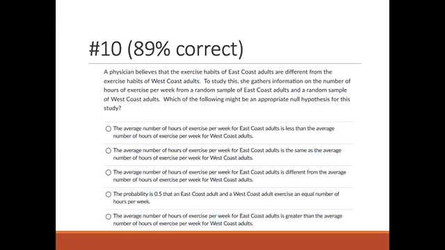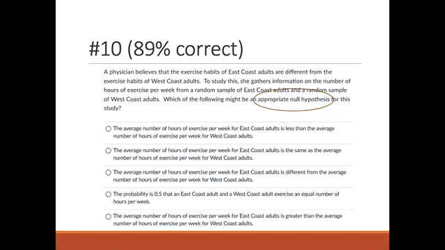So question number 10: a physician believes that the exercise habits of East Coast adults are different from the exercise habits of West Coast adults. So she gathers information on the number of hours of exercise per week from a random sample from the East Coast and the West Coast. Which of the following would be an appropriate null hypothesis for this study? So understand we are collecting quantitative data, hours of exercise, and it's a 2-sample situation. But remember, what we're interested in is an appropriate null hypothesis.